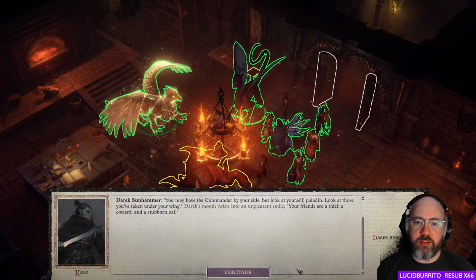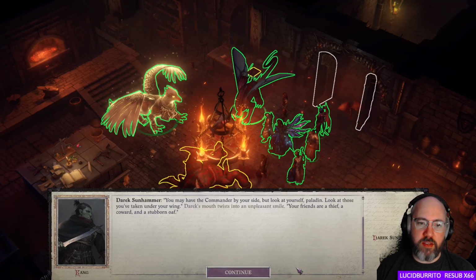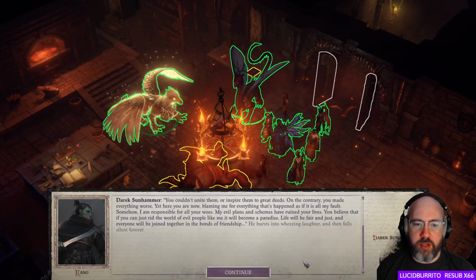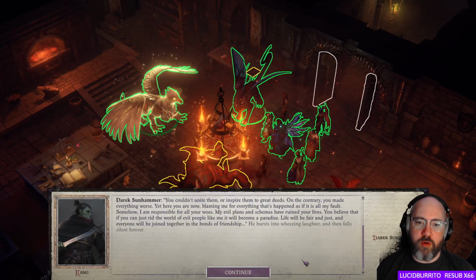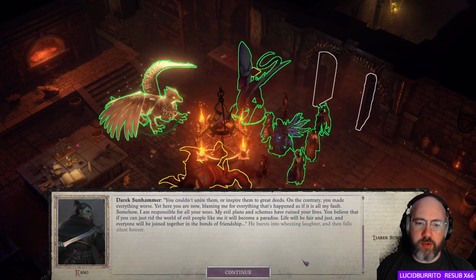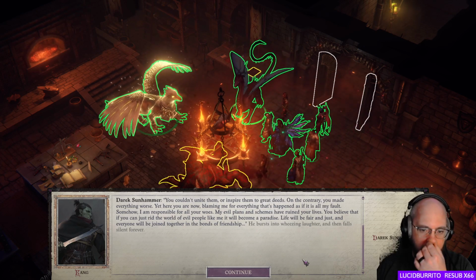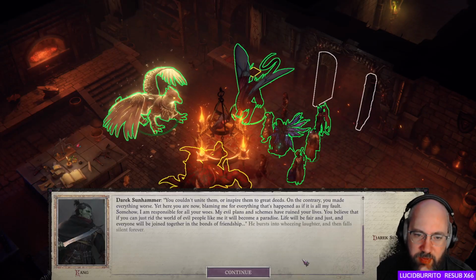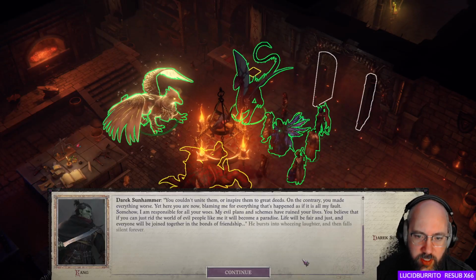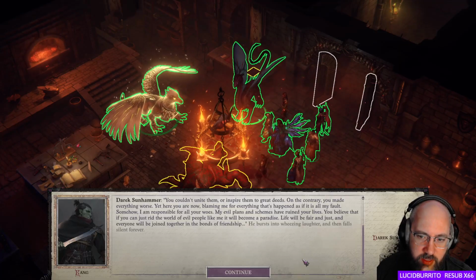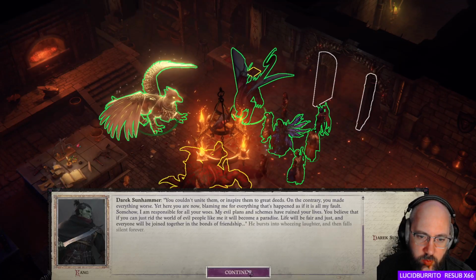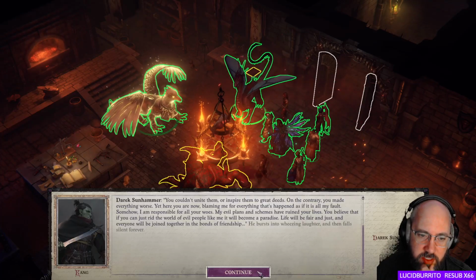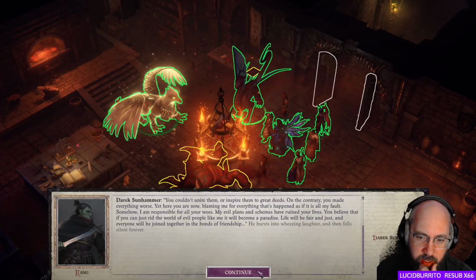You may have the commander by your side, but look at yourself, Paladin. Look at those you've taken under your wing. Your friends are a thief, a coward, and a stubborn oaf. You couldn't unite them or inspire them to great deeds. On the contrary, you made everything worse. Yet here you are now, blaming me for everything that has happened as if it is all my fault. Somehow I am responsible for all your woes. My evil plans and schemes have ruined your lives. You believe that if you could just rid the world of evil people like me, it would become a paradise. Life will be fair and just, and everyone will be joined together in the bonds of friendship.